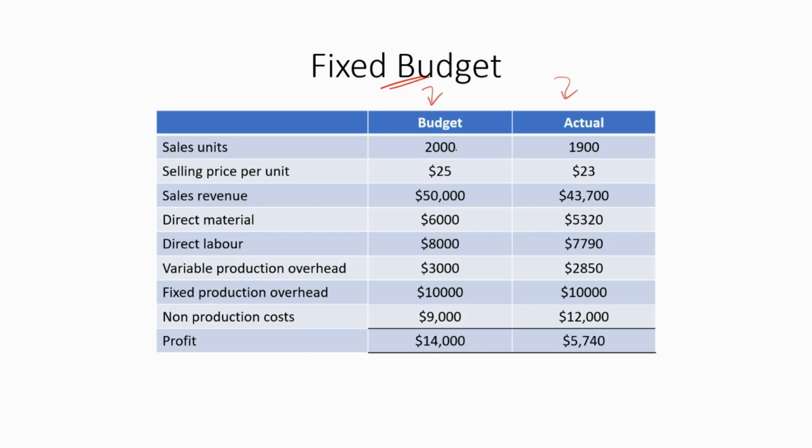As per this budget, budgeted sales units for the next period is 2000 units and the selling price per unit is $25. Using the budgeted sales units and the budgeted selling price per unit, they have calculated the sales revenue for the next period. And all the other costs are calculated based on the variable and fixed cost amount. So finally, they have calculated the budgeted profit for the next period. And after the budget period, they can obtain the actual figures.